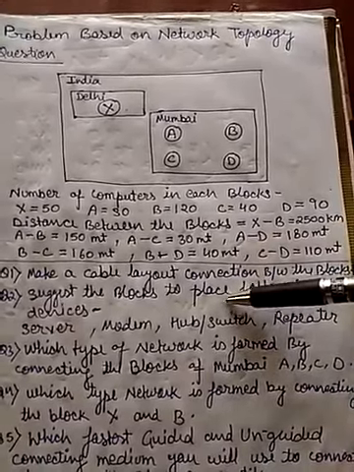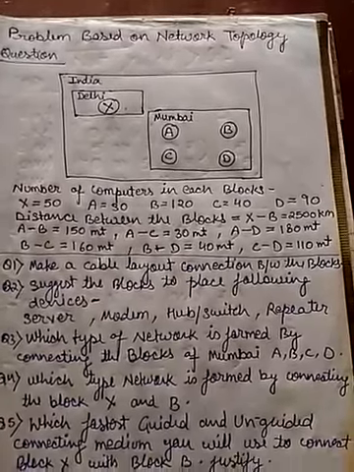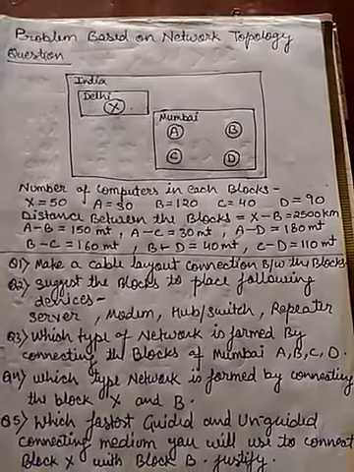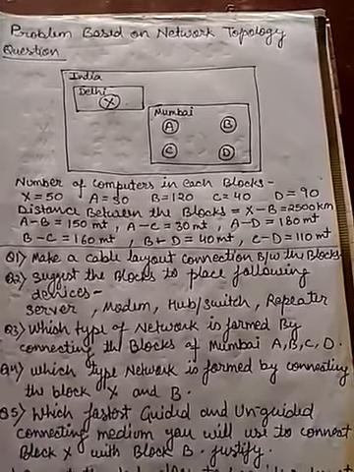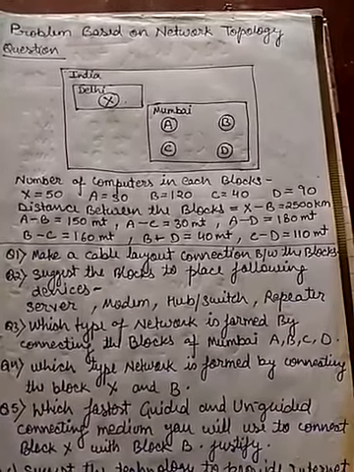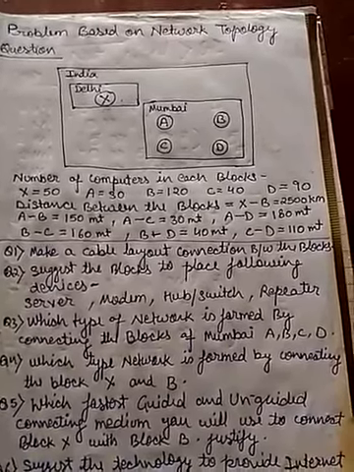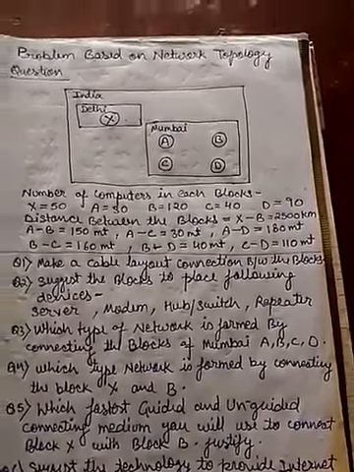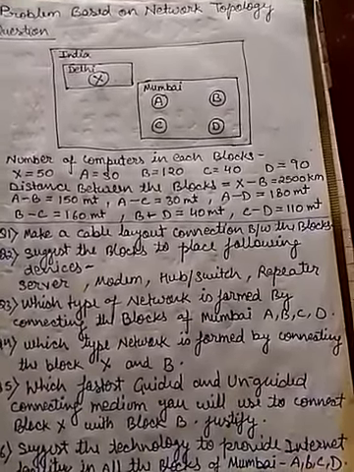Now the first part of this question, make a cable layout connection between the blocks. Sometimes it is asked to make a cable layout connection between the blocks with a specified topology. But if no topology is specified in the question, then you can make the cable layout connection by using star topology or bus topology. By default, use star topology to make the cable layout connection between the blocks. That will be more convenient and easy. Let's see how we can make the star topology to make the cable layout connection between the blocks.